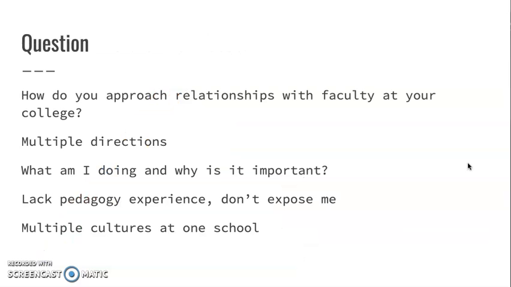Lovely. So we asked the group some questions, and the answers to those questions are what's on the Padlet. The first question we asked was, how do you approach relationships with faculty at your college? We started with that because we feel like we all approach our relationships differently, and we want to see how people are doing that. One of the important things is that faculty are all going in multiple directions at all times, so forming those relationships is not clear cut.